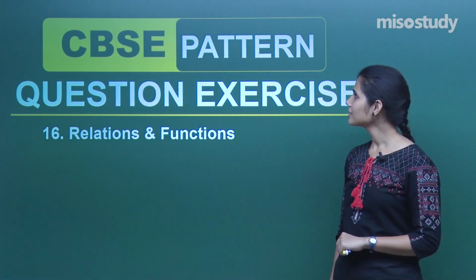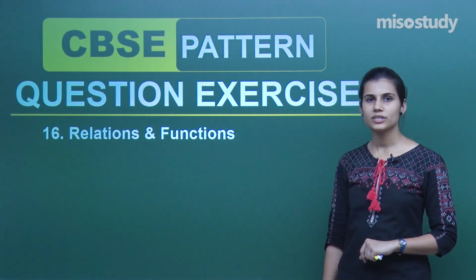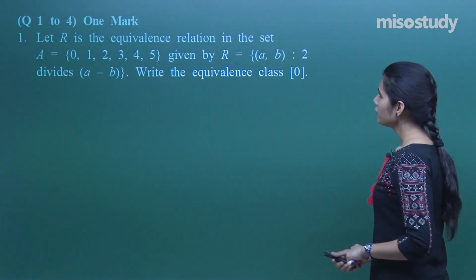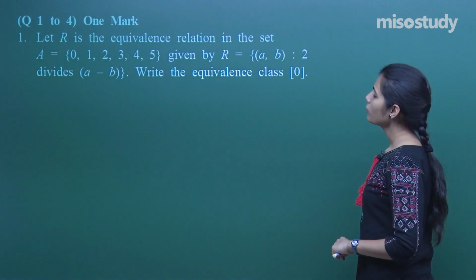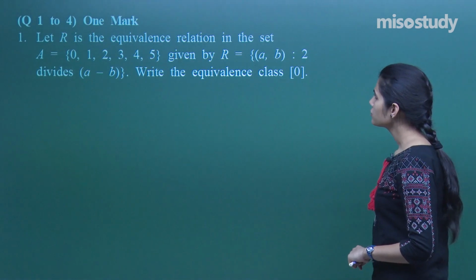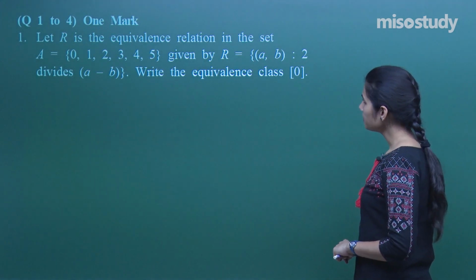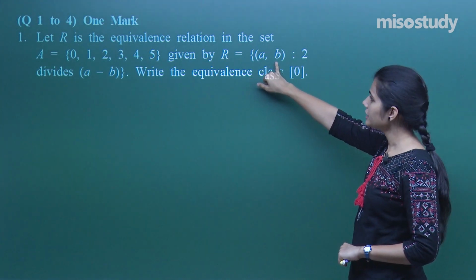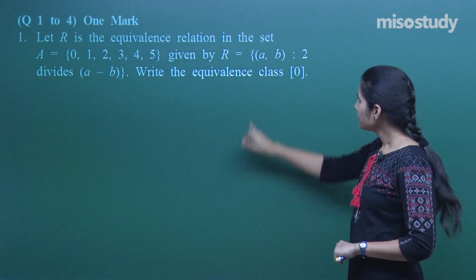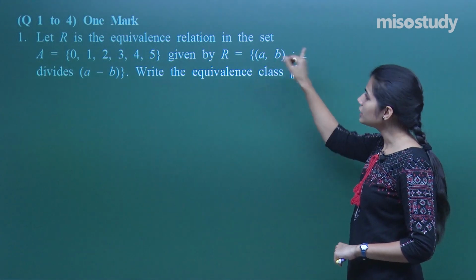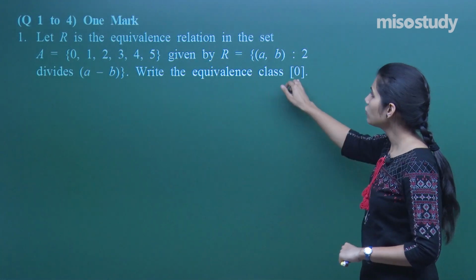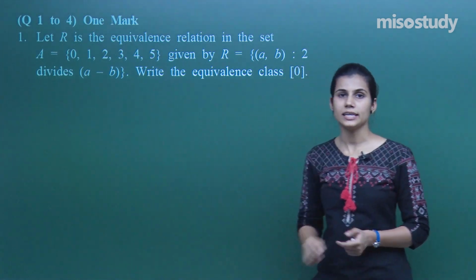Okay guys, let's talk about the CBSE pattern question exercises for relations and functions for class 12. First question says, for 1 mark, let R be the equivalence relation in this particular set given by (a, b) belongs to R provided 2 divides a minus b. That means a is related to b if and only if 2 divides the difference of a and b. Write the equivalence class of 0, where 0 is one of the elements sitting in set A.